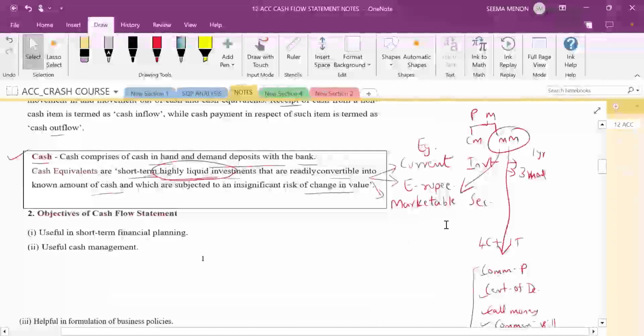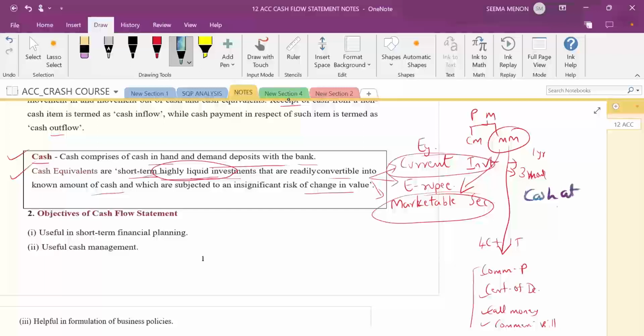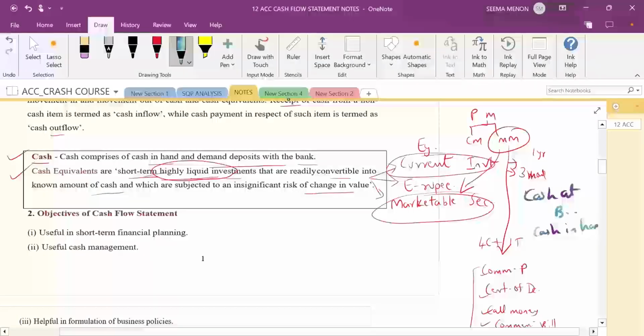I hope you are clear with cash. It is very important in the cash flow statement. While we solve problems, we get the words marketable security, or we get current investment, or cash at the bank, or else cash in hand. Sometimes maybe e-rupee also we can expect.